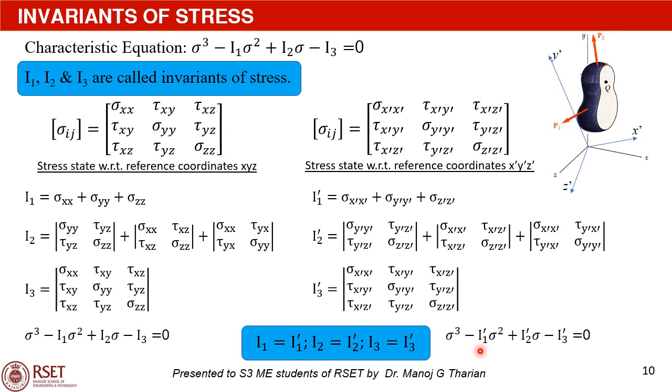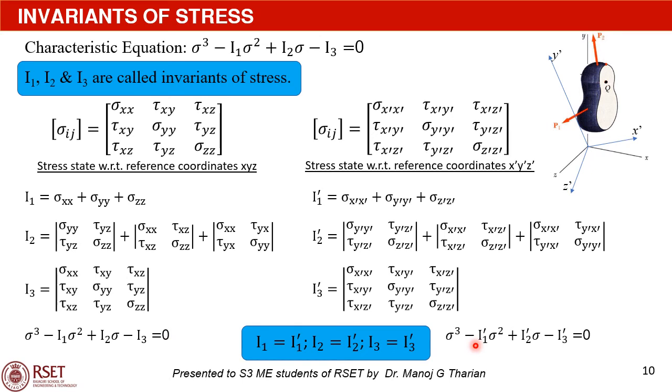You should understand that the principal stress value does not depend upon the reference coordinates. It depends only on the geometry of the structure and on the external load. That is, the maximum normal stress, the minimum normal stress depends only on the external loading and the geometry of the structure. It does not depend upon the reference coordinates, which means that these two equations should give the same values for the principal stress.